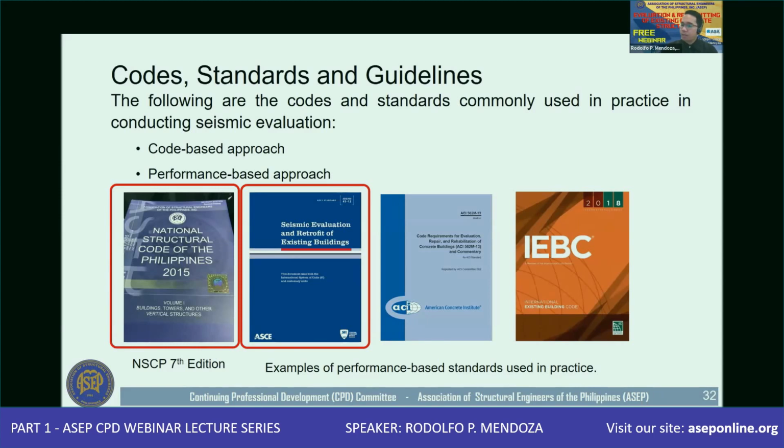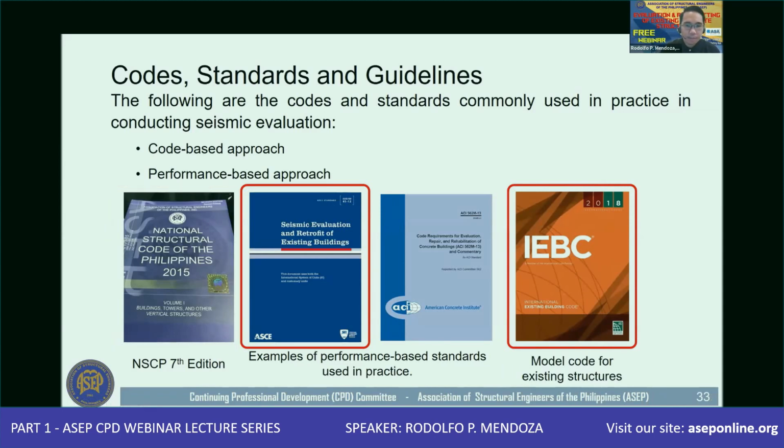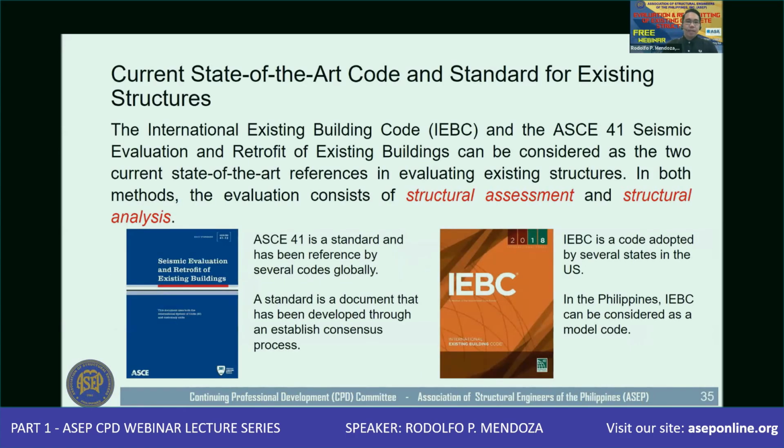Existing Building Code. Now, what is this International Existing Building Code? Well, this one is a model code for evaluating existing buildings. And today, I would like to focus my discussion on ASCE 41 and the International Existing Building Code. These two references can be considered the two current state-of-the-art references in evaluating an existing structure, particularly when we are conducting seismic evaluation.